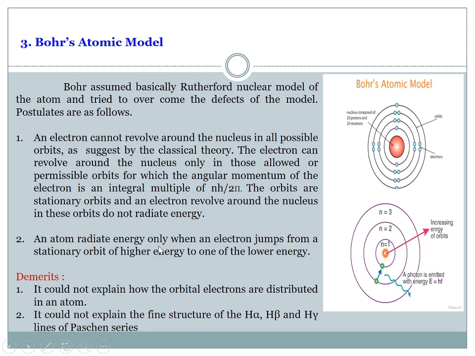But Bohr's atomic model also has some demerits. The first demerit is it could not explain how the orbital electrons are distributed in an atom. How the electrons are distributed in these orbits could not be explained by Bohr's atomic model, because it is based on the hydrogen atom, which consists of only one electron. The second demerit is it could not explain the fine structure of the H alpha, H beta and H gamma lines of the Paschen series. That is how the fine spectral lines are emitted from the atoms could not be explained by Bohr's atomic model. Therefore Bohr's atomic model fails to explain the complete structure of the atom.